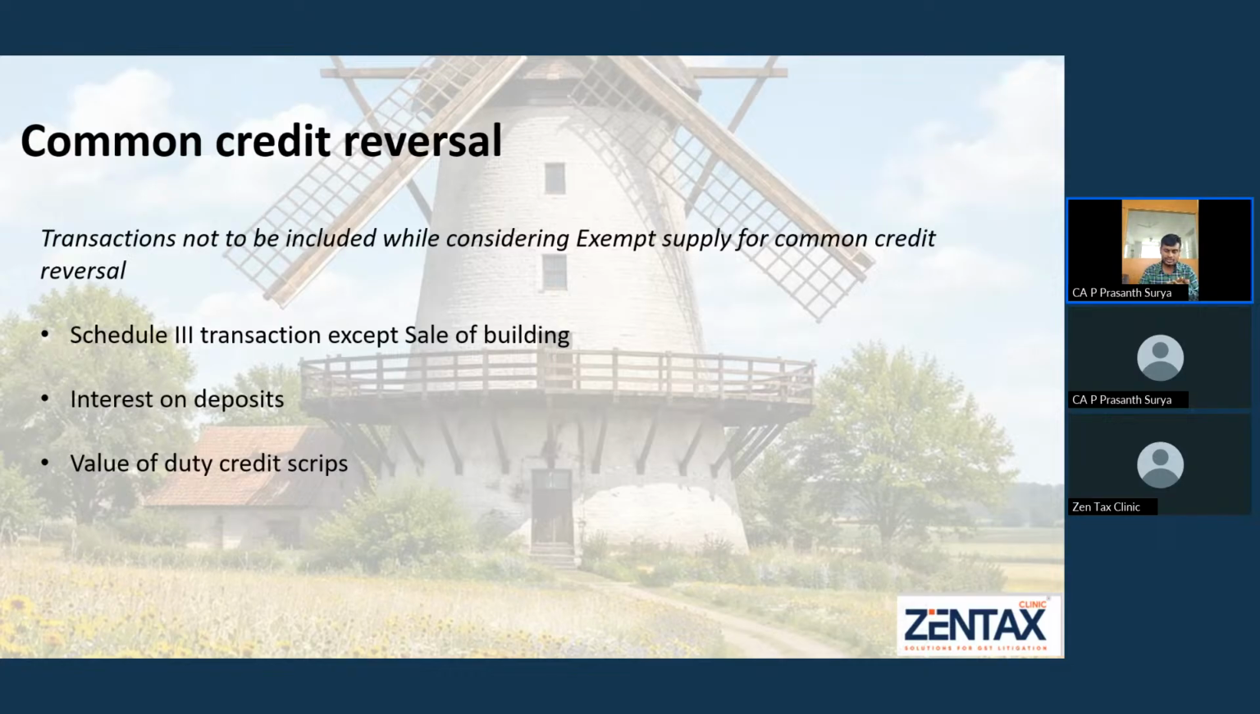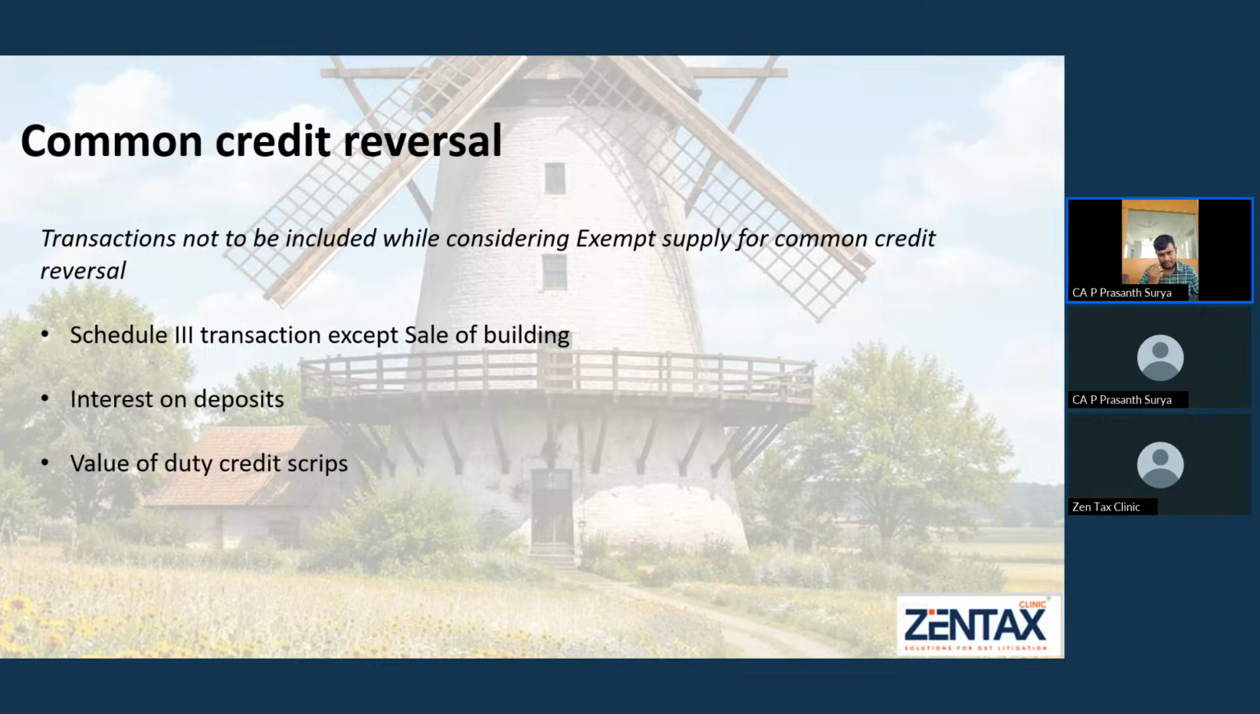For the value of duty credit scrips also, previously there was an anomaly between the GST law and the taxpayers, but after 2022, it was made clear that if you have sold any duty credit scrips, that value need not be included for the purpose of common credit reversal. So these are the three very common things for which the question of common credit reversal might come, but the common credit reversal need not be done.